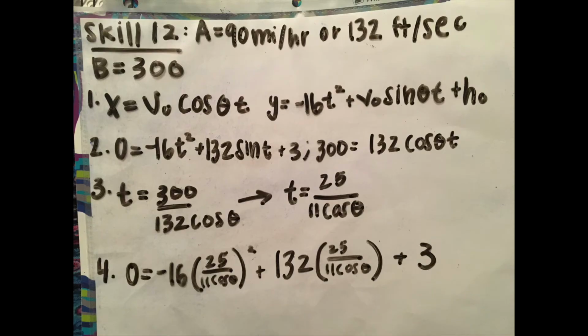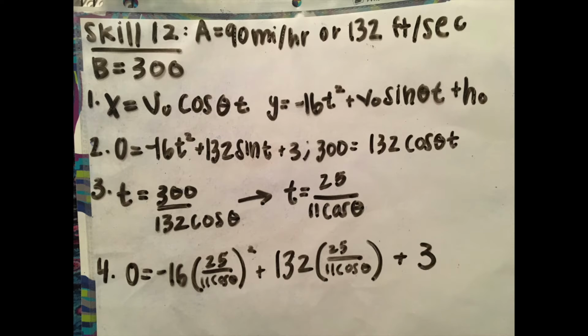So for this skill, I made my A value 90 miles per hour, but the first thing I had to do was convert that into feet per second in order to make it work for this problem. When I converted it, I got 132 feet per second, and decided to make my B value 300. Next I had to know the two equations that I would be using.